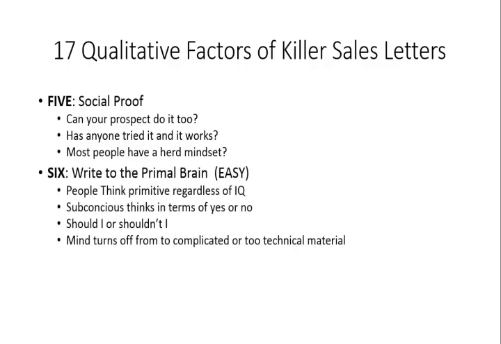Principle number 6. You want to write to the primal brain. In other words, people really respond to things that they believe are going to be easy and simple, are not going to require any work, and will happen instantly. People think this way regardless of how smart they are, regardless of what their IQ is. You want to talk to their subconscious. Their subconscious tends not to make difficult or complicated decisions. They answer questions like, should I or shouldn't I? That's the buying question that you want them to start asking, and they will answer it if you help them by speaking to their primal brain.